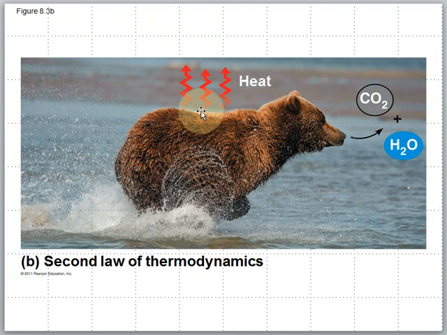The air around him becomes less ordered because he has added energy and heat to it. So he doesn't get all of the energy from the fish. He gets only a certain percentage, and the rest of it goes toward increasing the entropy of the universe around him.